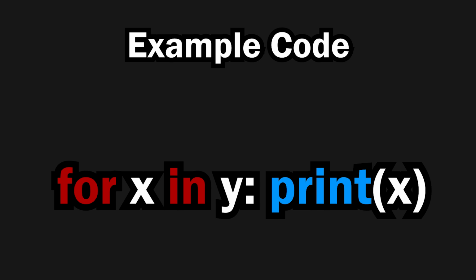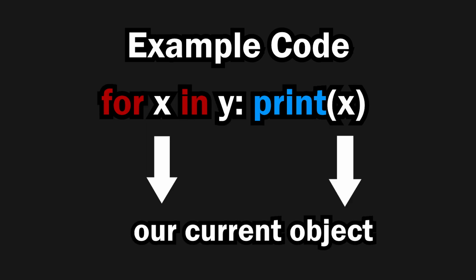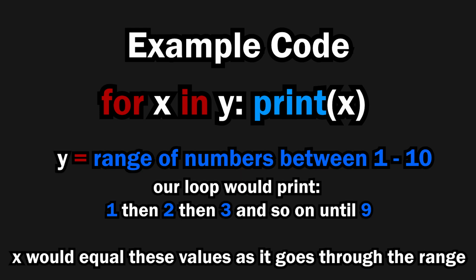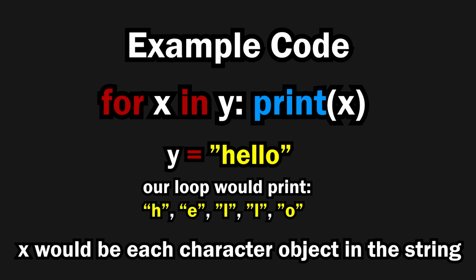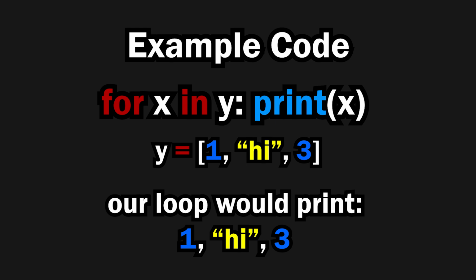Here's an example. We can read this as for every x in the y, we print x. X would be the current object we are looping through in y. Y could be a range of numbers, a string, or a list. For a range of numbers between 1 and 10, x would be equal to 1 to 9. If it was the string hello, it would print each separate character H, E, L, L, and O. And for a list, it would print every object in the list. If our list was 1, high, and 3, x would return 1, high, and then 3.